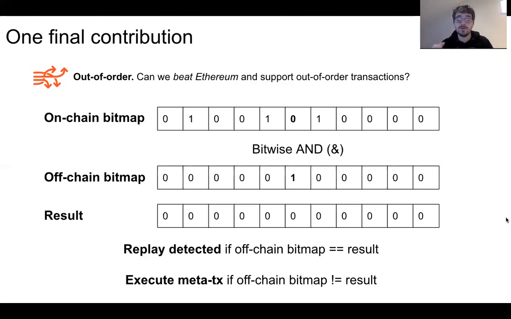Here you can see in the off-chain bitmap that I'm going to send in 00000010000. So when this hits the blockchain, in the bitmap I've sent in, one bit is flipped. On the on-chain bitmap, there could be countless different flips. All we do is a bitwise AND operation, and then we compute a new bitmap. We compare the new bitmap result with the off-chain bitmap. Replay can be detected if the off-chain bitmap is equal to the result. If the off-chain bitmap, for whatever reason, is different to the result, there's still one bit remaining, then we can actually execute the meta transaction. We can then flip the bit on the on-chain bitmap, and then we go our merry way.